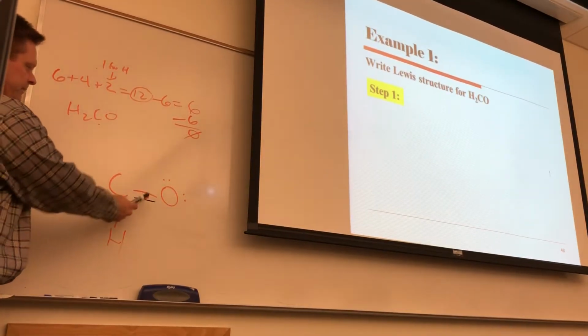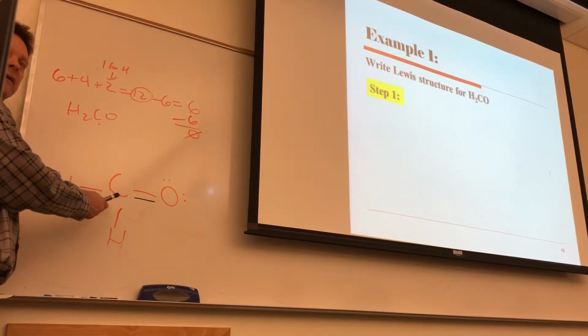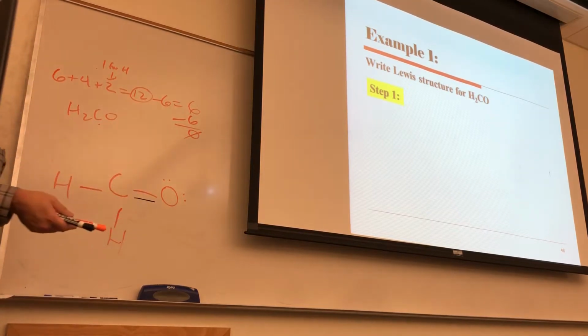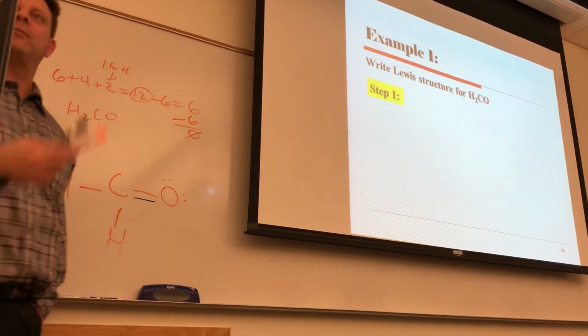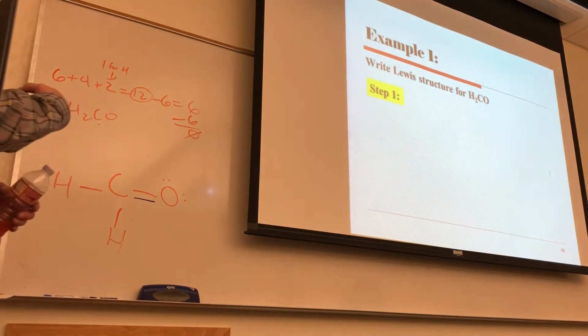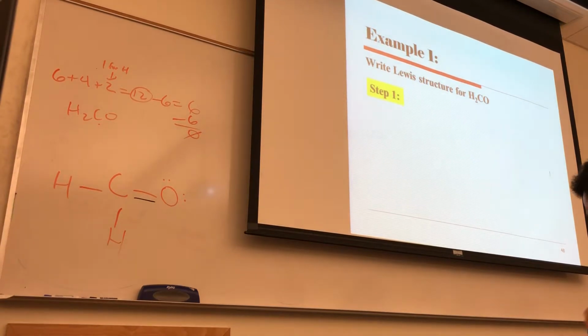This would form three electron pair groups around it, because this counts as one, and therefore it would be trigonal planar. We'll talk more about this later. So is this okay? That's great. Everybody comfortable with that? Okay, cool.